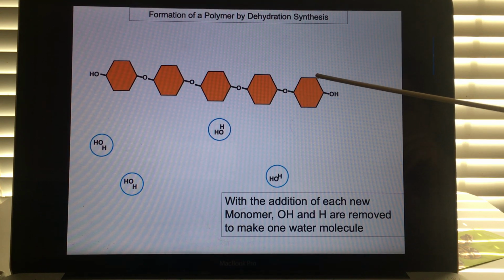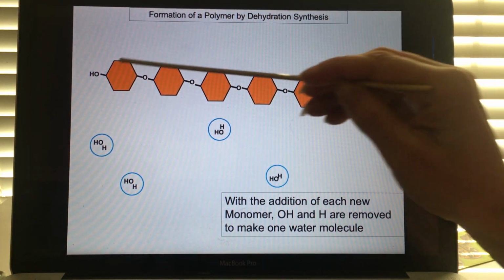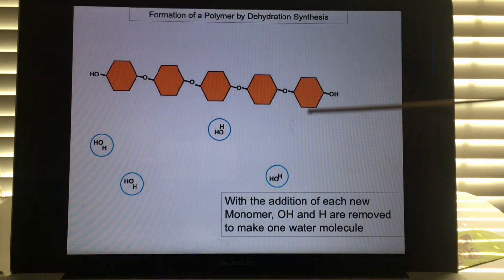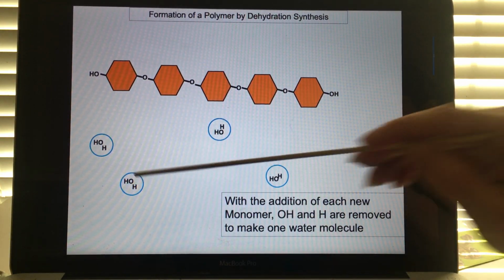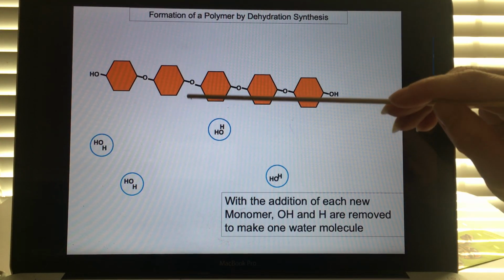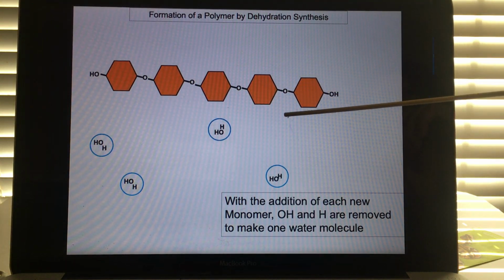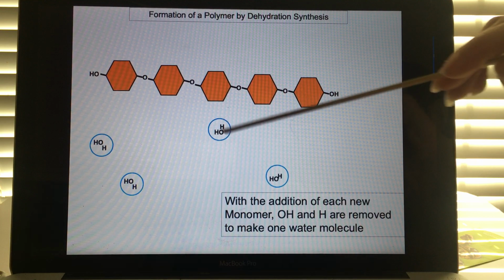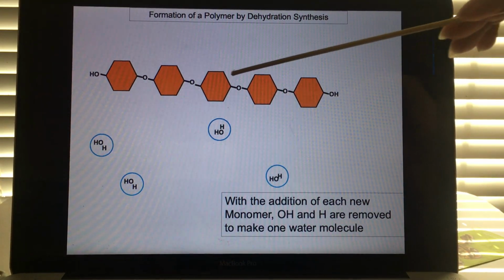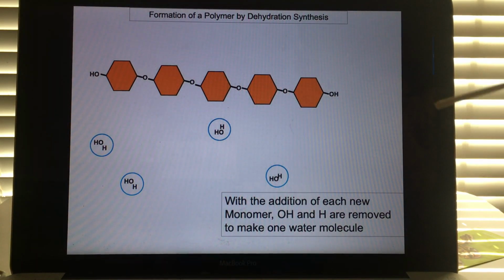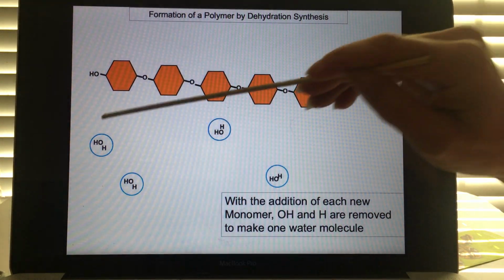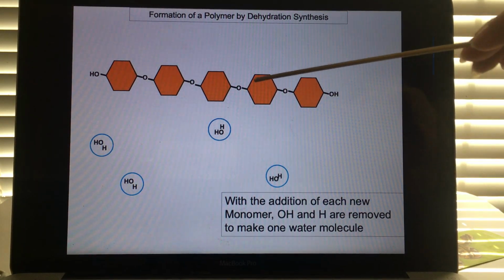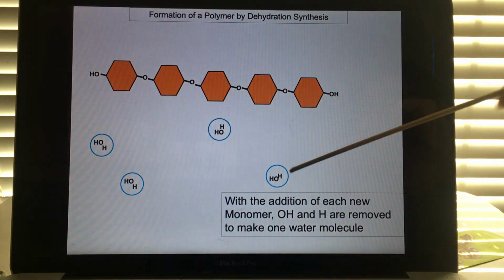Now, notice that if you've got 5 monomers or 5 monosaccharides, you get only 4 water molecules because you only have to remove H's and OH between each molecule to get them to come together. So however many monosaccharides you have in your chain, you will always have 1 fewer water molecule. So 5, and then you have 4 water molecules.